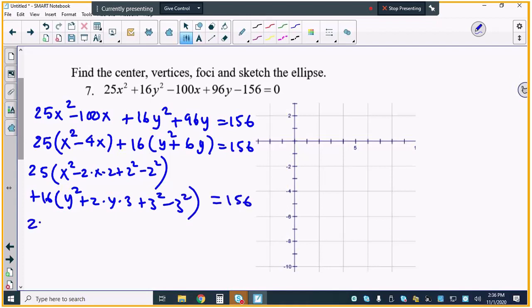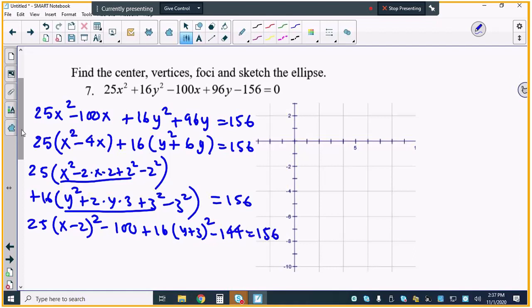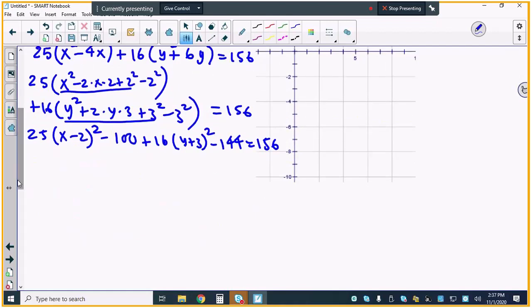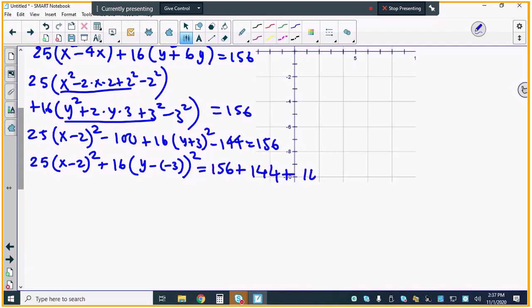So I get 25 times x minus 2 whole to the power 2, that's these three. Then I have minus 4 times 25, so that's minus 100. Now plus 16 times y plus 3 whole squared. Then you have minus 9 times 16, so that's negative 144 equal to 156. I will take both of these constant terms to the right-hand side and write it as 25 times x minus 2 whole to the power 2 plus 16 times y minus minus 3, squared, equal to 156 plus 144 plus 100.